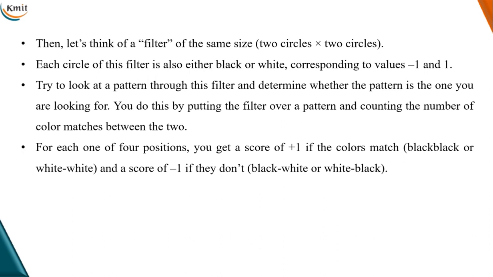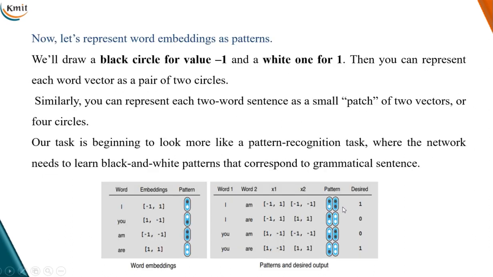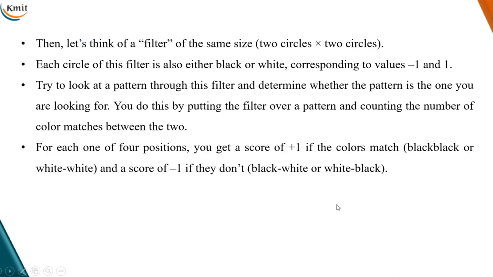Now let's think of a filter of the same size. As you have two circles each on this pattern, let us apply a filter of the same size. Each circle of this filter is either black or white, corresponding to the values -1 and +1. When you look at the pattern through this filter, we determine whether the pattern is the one you're looking for. The filter is just an extra layer that we put upon the desired one.